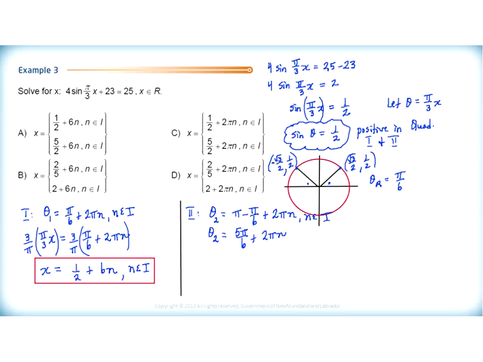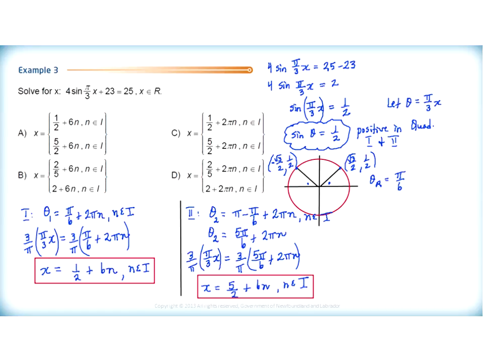We need to replace theta 2 with pi over 3 x is equal to 5 pi over 6 plus 2 pi n. Multiply both sides of the equation by 3 over pi to enable us to solve for x, where x is equal to 5 over 2 plus 6n, where n belongs to the set of integers. And that provides us with another value for x to solve this equation. So that answer, again, corresponds with A as a multiple choice answer.